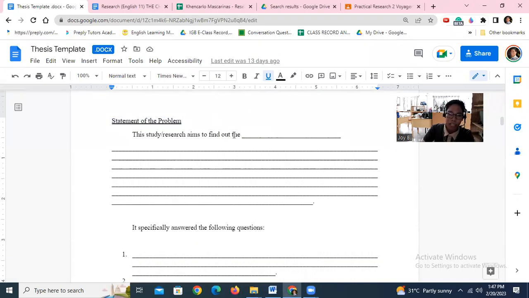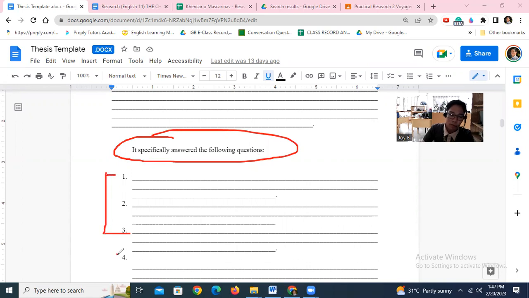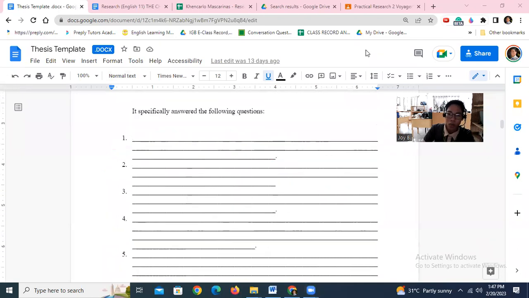After that, we move on to the research questions. Remember, you only have three questions. So just remove the fourth and fifth lines here because you only have three questions. One more time, what you will write here are the three research questions.